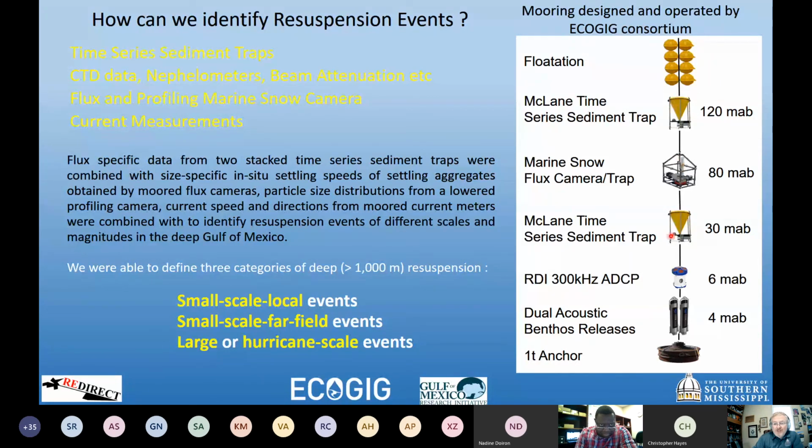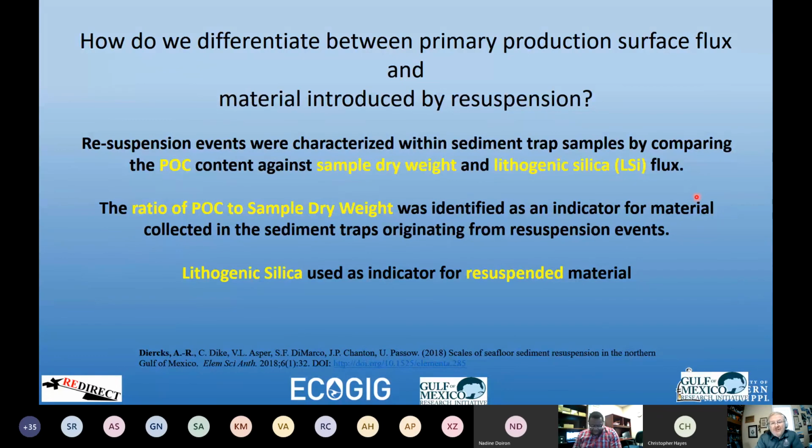For now, we look at the traps, these 2 stacked traps, which are about 90 meters apart, close to the seafloor, 30 meters above bottom. So we were able to detect with this 1 mooring we had out there, near the Deepwater Horizon site, 3 different types of sedimentation or resuspension events: small-scale local ones, small-scale far-field ones, and large or hurricane-scale events where we get tons of material. I will get to more definition of that in a second.